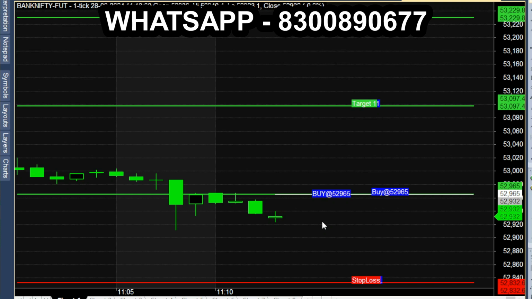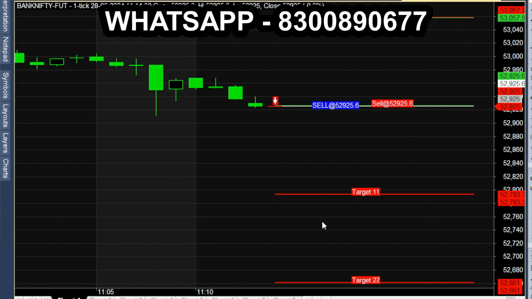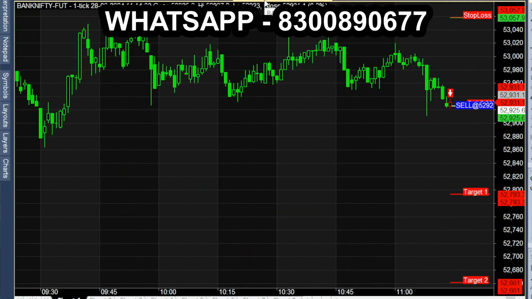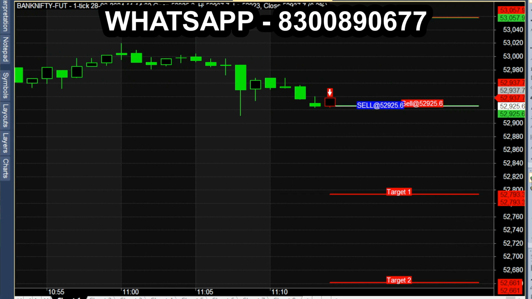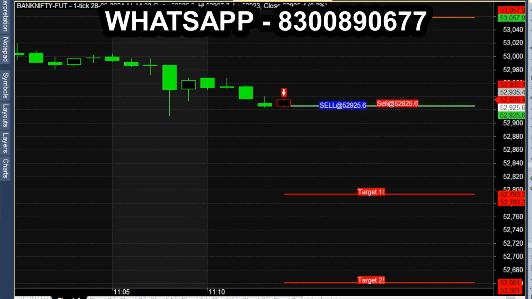Downside direction, sell call generated, red color candle open. In this chart, automatically it will generate calls like a signal, like a green signal, red signal. The calls will be generated. Today it's June 28th market. Up to 11 o'clock, previous day buy call continued.